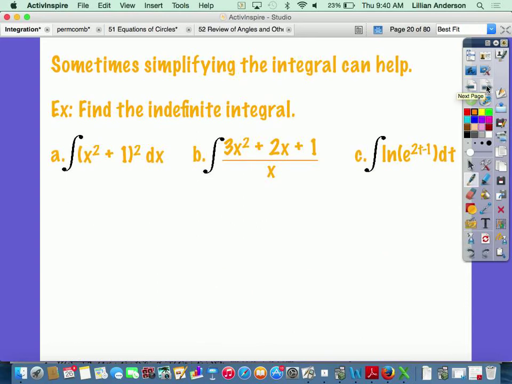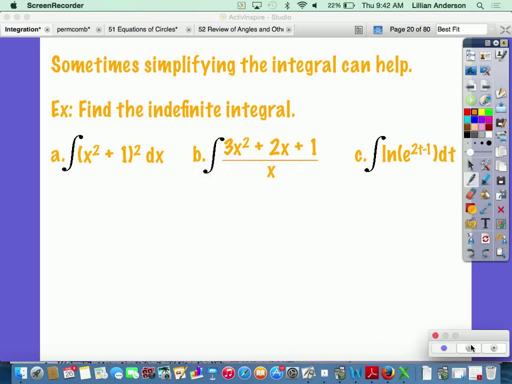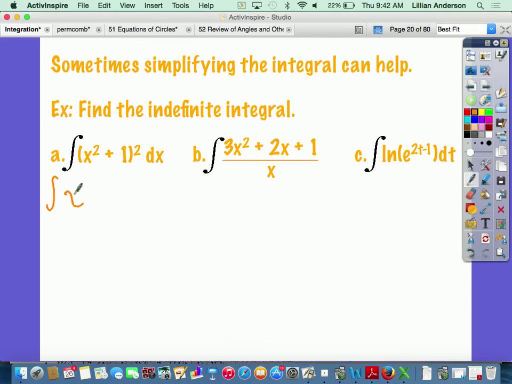Now sometimes simplifying the integral can help you in the process of taking the antiderivative. So give you a second to write these down. Find the indefinite integral. The first one, we have the integral of x squared plus 1 squared dx. Now sometimes simplifying this can help. What do you think we can do to make this a little nicer? FOIL. So it becomes the integral of x to the 4th plus 2x squared plus 1 dx. So we can FOIL that, and then we just take the antiderivative of each piece, right?